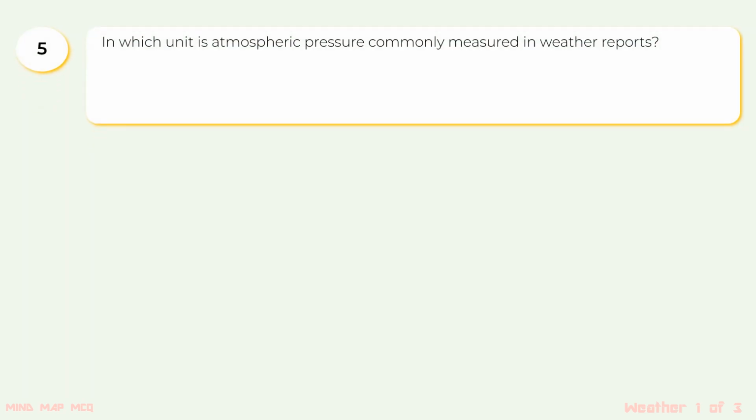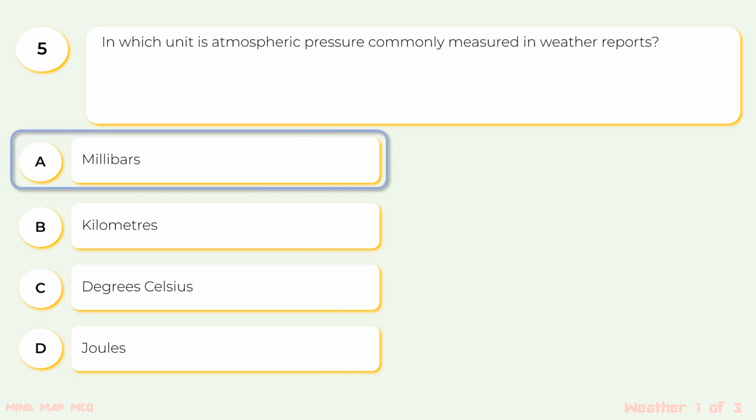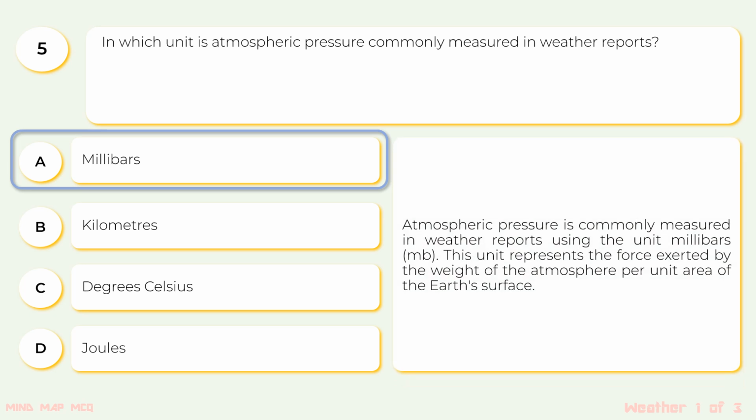5. In which unit is atmospheric pressure commonly measured in weather reports? The options are A. Millibars, B. Kilometers, C. Degrees Celsius, D. Joules. The correct option is A. Millibars. Atmospheric pressure is commonly measured in weather reports using the unit millibars. This unit represents the force exerted by the weight of the atmosphere per unit area of the Earth's surface.